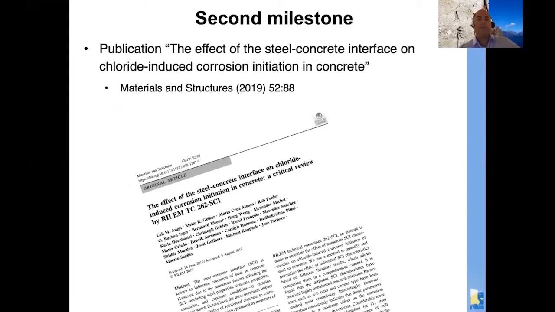The second milestone of our TC was another publication that was released 2 years after the first one, in 2019. After the first one, we looked into the effect of the different steel-concrete interface characteristics on chloride-induced corrosion initiation in concrete.